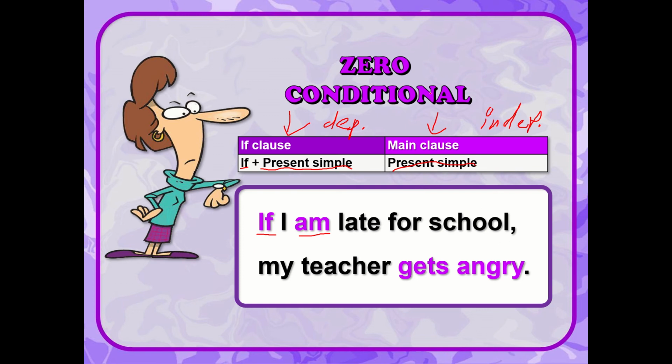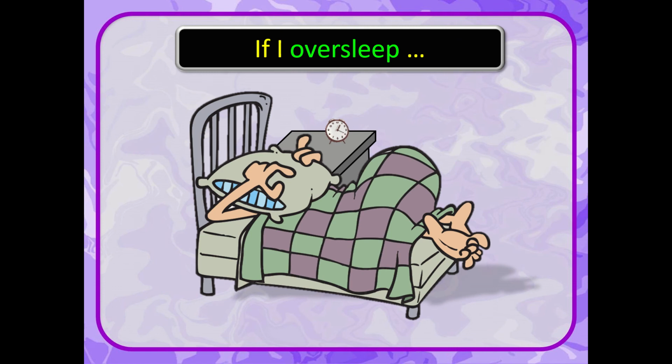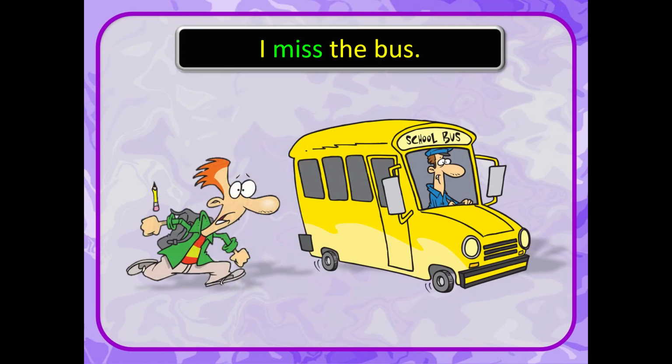Zero conditional, we can say that these are facts. They're always true. True in the sentence, not always true in real life. It could be a lie, but for the sentence purpose, they're always true. For example, if I oversleep, I miss the bus. That is a fact. If I oversleep, I miss the bus.